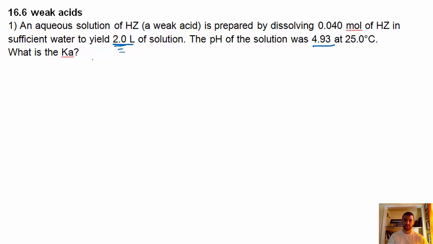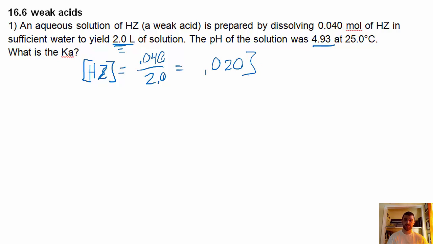What is the molarity of HZ? It's not incredibly difficult math, but if you forget to do it, it screws everything up. So you get 0.040 divided by 2 liters, and you get 0.020 molar. So that is the concentration of HZ. It says the pH of the solution is this.